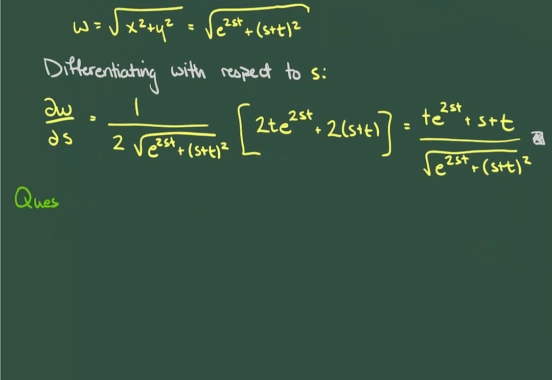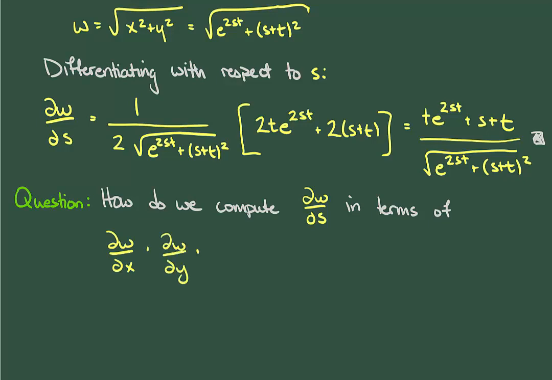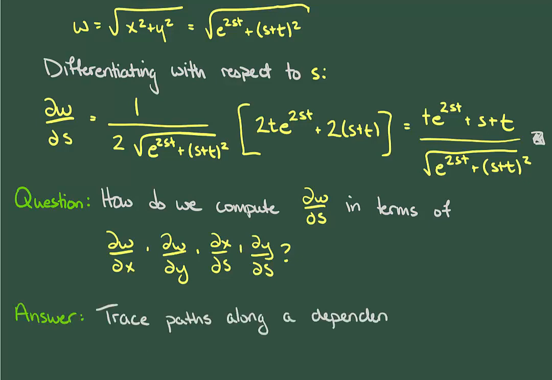But the question we must now ask is how would we do this computation in terms of the various component functions? And there's a lot of reasons why we might want to do this. We might want to break the problem into smaller, more digestible pieces, or maybe one of the functions is like a black box. That is, we don't know what it looks like, but we can feed information in and out of it. The answer lies in tracing paths along a dependency tree, as I'll show you in a second.